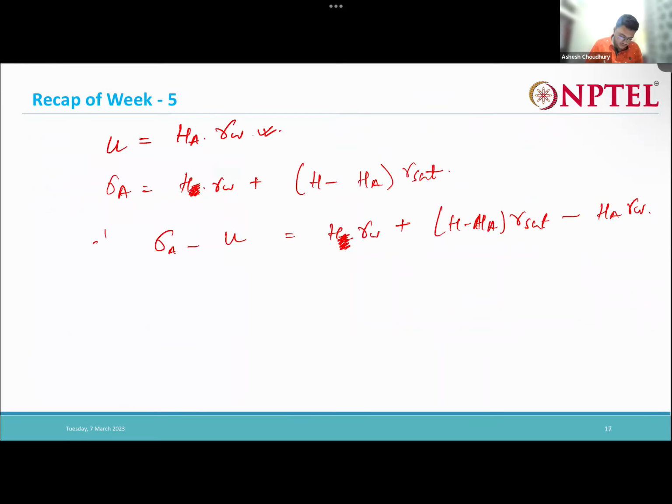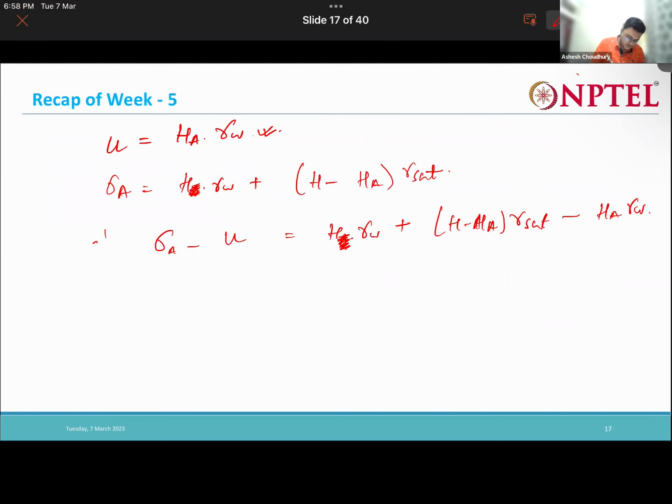H into gamma W plus, sorry. It's HA minus, yeah. Now it's fine. So this is my total stress and this is my pore water pressure. So total stress minus the pore water pressure, if I want to write, it will be nothing but H minus HA minus H into gamma sat minus gamma W.